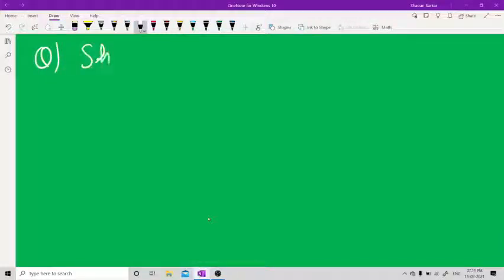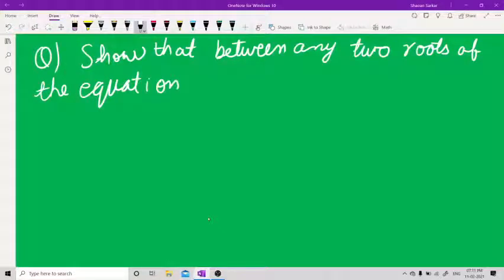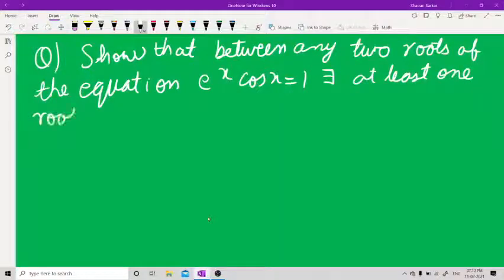Show that between any two roots of the equation e to the power of x cos x minus 1 equal to 0, there exists at least one root of e to the power of x sin x minus 1.